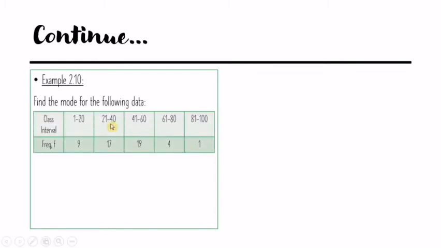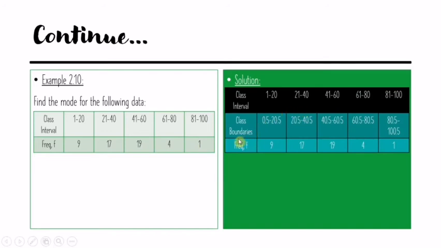Okay, let's see an example so we can understand better. Find the mode for the following data. You have the class intervals, five classes, and then you have the frequency. Solution: you find the class boundary for each class first. You know how to find the class boundary. It is basically 20 plus 21 divided by 2, and you get the upper class boundary, which is 20.5. For the lower class boundary it's also the same. That's how you calculate class boundary.